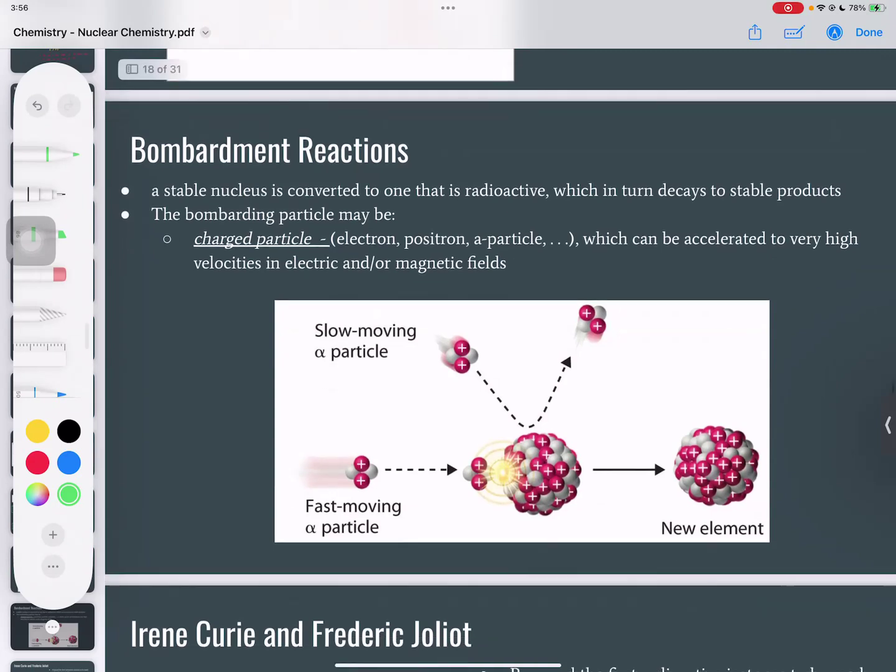So, this illustration is just a way to visualize your bombardment using a charged particle. This time, the charged particle used is the alpha particle with a +2 charge, which is also denoted by the helium-4 atom. So, it bombards and then it creates a new element through decay already.